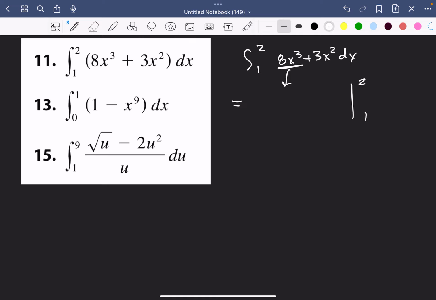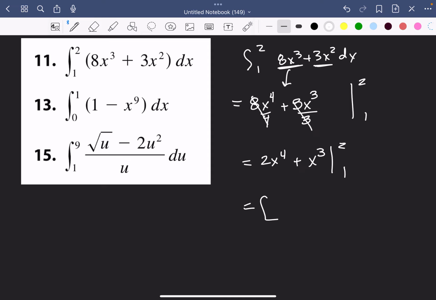Well, first, to take the antiderivative of this, I pull out the 8. The antiderivative of x cubed is x to the 4th over 4. Then for this term, I pull out the constant 3, and the antiderivative of x squared is x cubed over 3. So what we really have is 2x to the 4th plus x cubed evaluated at 2 and 1.